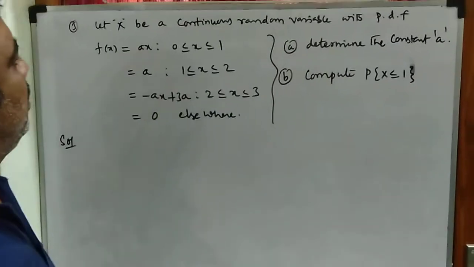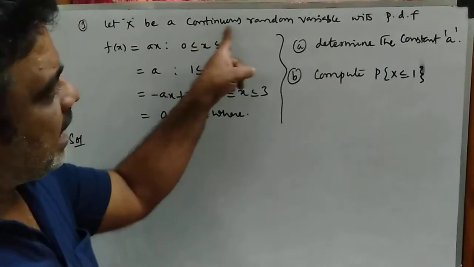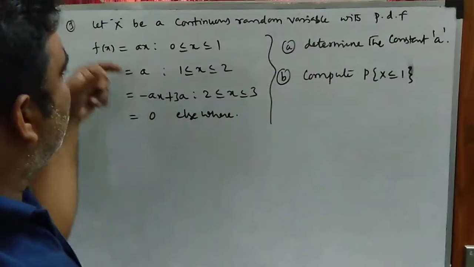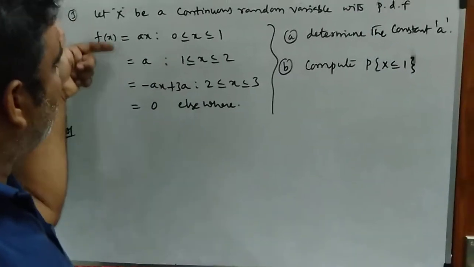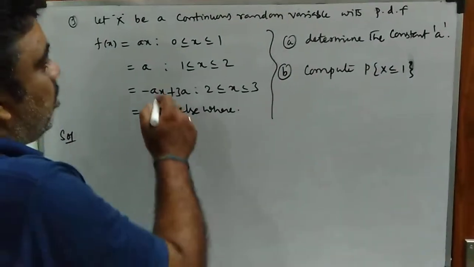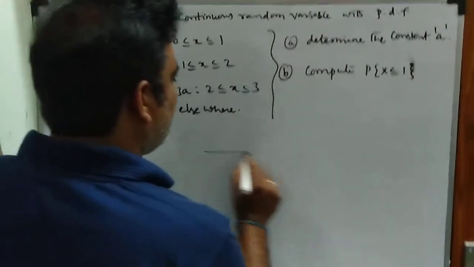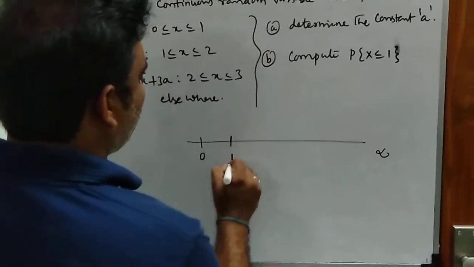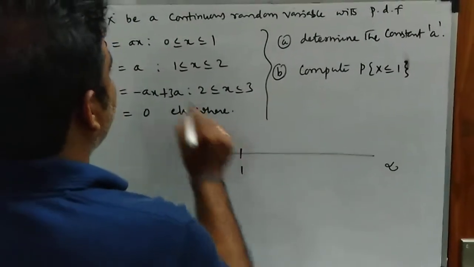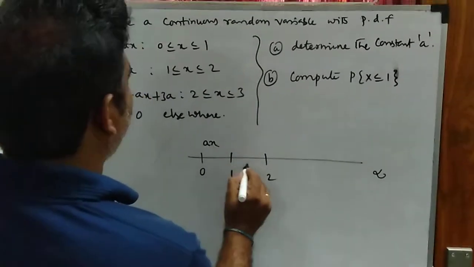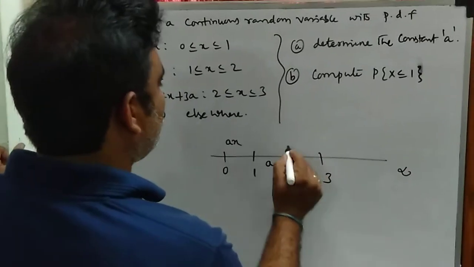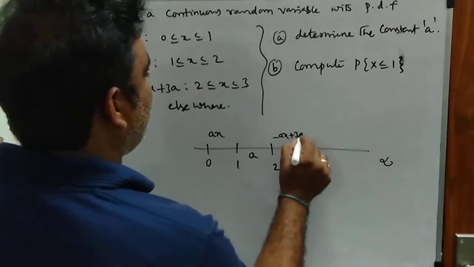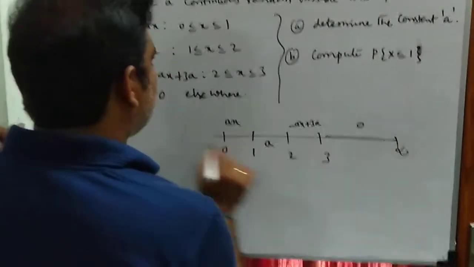Next problem. Let x be a continuous random variable with a probability density function f of x equal to. So it is defined in different intervals. From 0 to 1 it is defined as ax, from 1 to 2 it is defined as a, and from 2 to 3 it is minus ax plus 3a. Remaining in all positions it is 0.